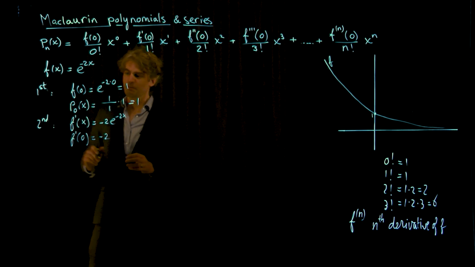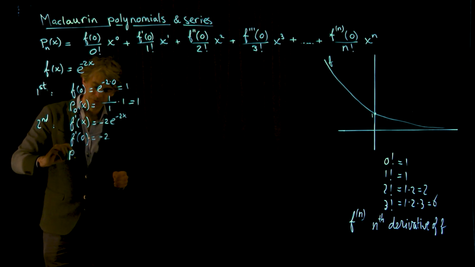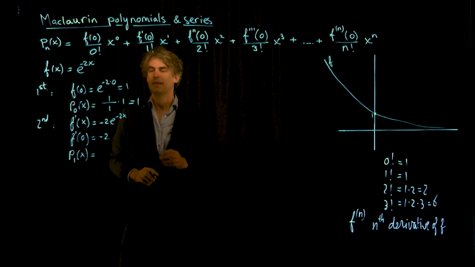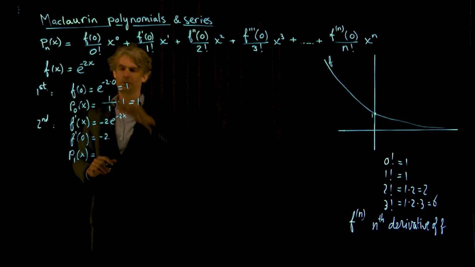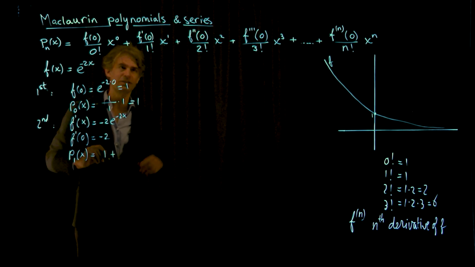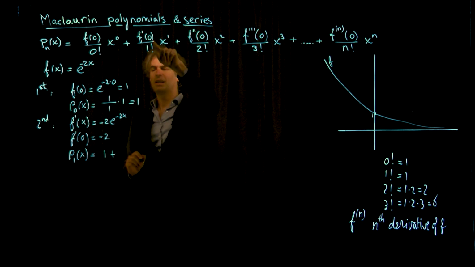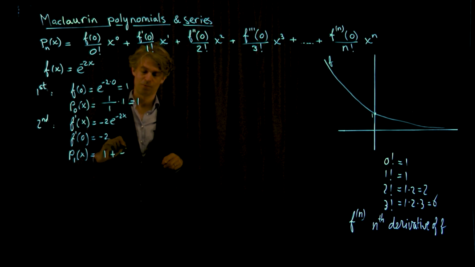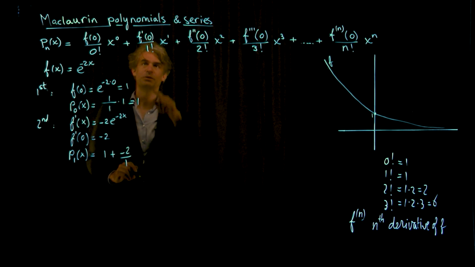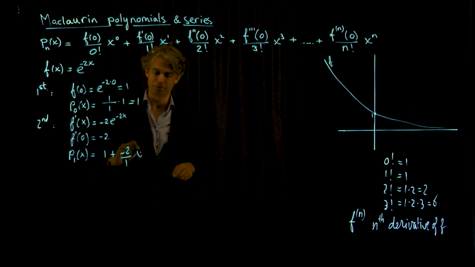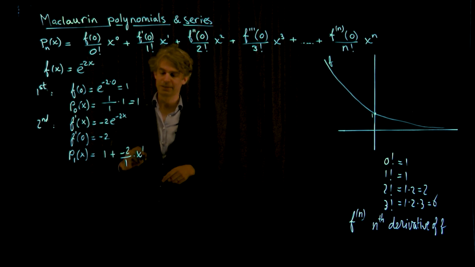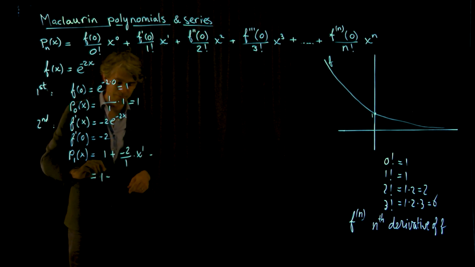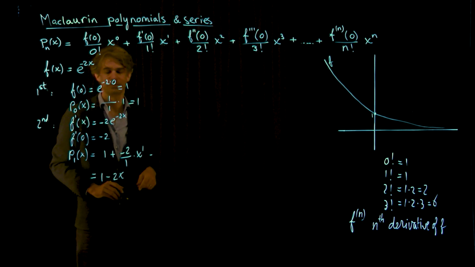So far, so good. So p1 of x, our first Maclaurin polynomial, is just our 0th polynomial, which was 1, plus this term here now. So let's plug it in. We have minus 2 divided by 1 factorial, which equals 1, and there's x to the power 1. So all together we get, let's write it here, 1 minus 2x.